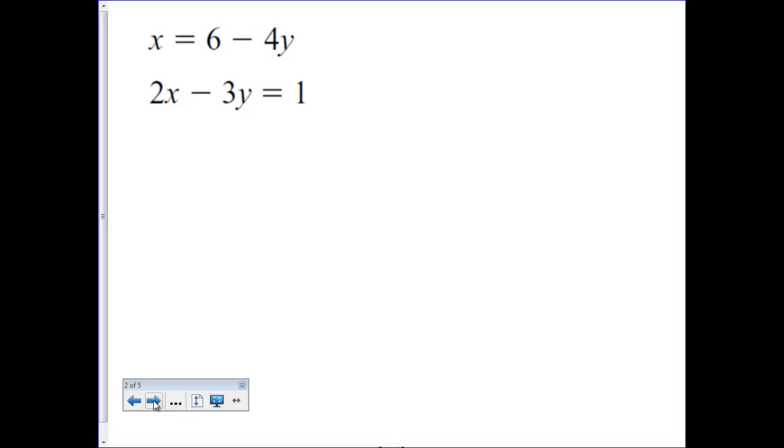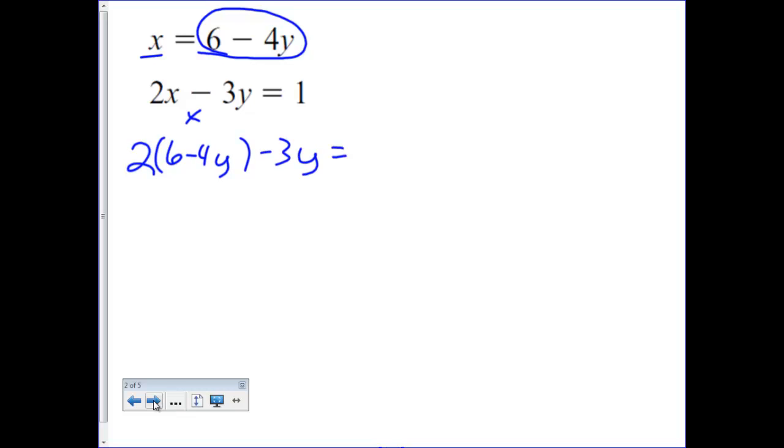Okay, substitution means you must isolate one of the variables and then find wherever that variable is in the other equation and then substitute it for what it equals. So we can see right now x is by itself, so anywhere we see an x we can replace it with 6 minus 4y. So this bottom equation, I'm going to take my x out and put 6 minus 4y in place. That's where my x was, and then I continue the rest of the equation. And now I have, instead of two variables, one variable left in the problem.